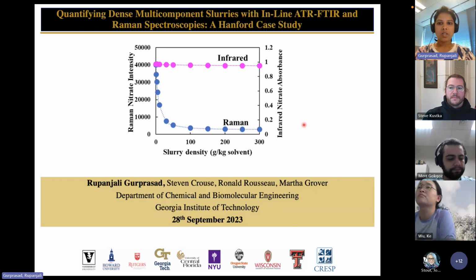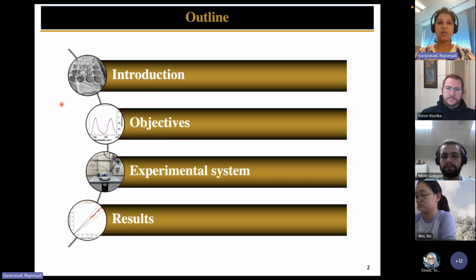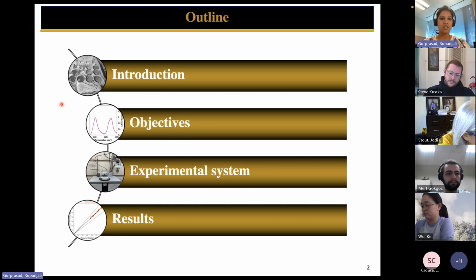So to give a brief outline of the presentation, I will first, of course, start with the introduction, give a little bit of context about Hanford, and that will be followed by a discussion about how we are trying to help Hanford in their processing needs. So that's how we'll define the objectives of the current work. Then I will walk you all through the experimental system that we currently have at our lab here at Georgia Tech, and that will be followed by a brief discussion on the results that we have obtained so far.